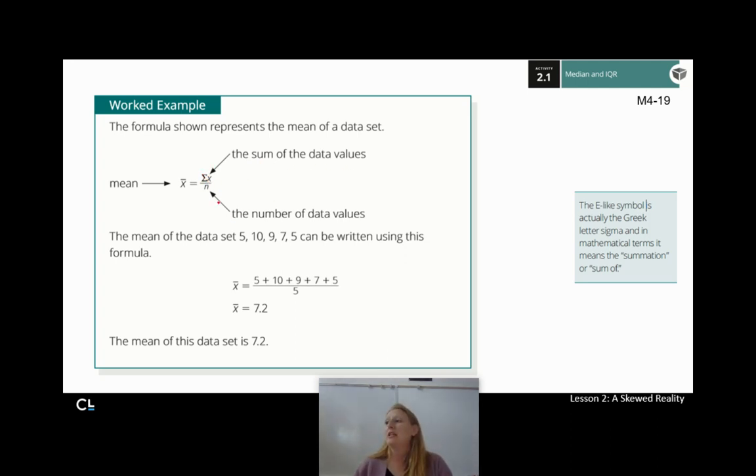And then, of course, underneath, we're going to divide by n, where n is the number of data values, how many we have. So you know this. You find the average by adding them all up and dividing by how many there are.